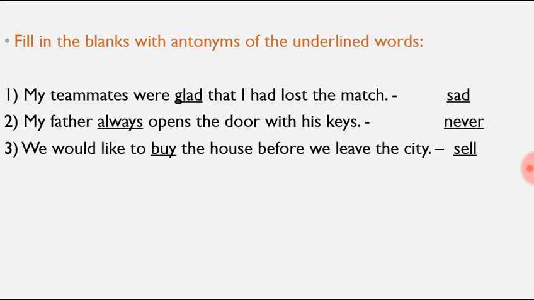Now second is my father always opens the door with his keys. So antonym of always is never. So the answer would be my father never opens the door with his keys. Then after third is we would like to buy the house before we leave the city. Now the antonym of buy, that is sell. So here the answer would be like this. We would like to sell the house before we leave the city. So like this way you have to complete the exercise.